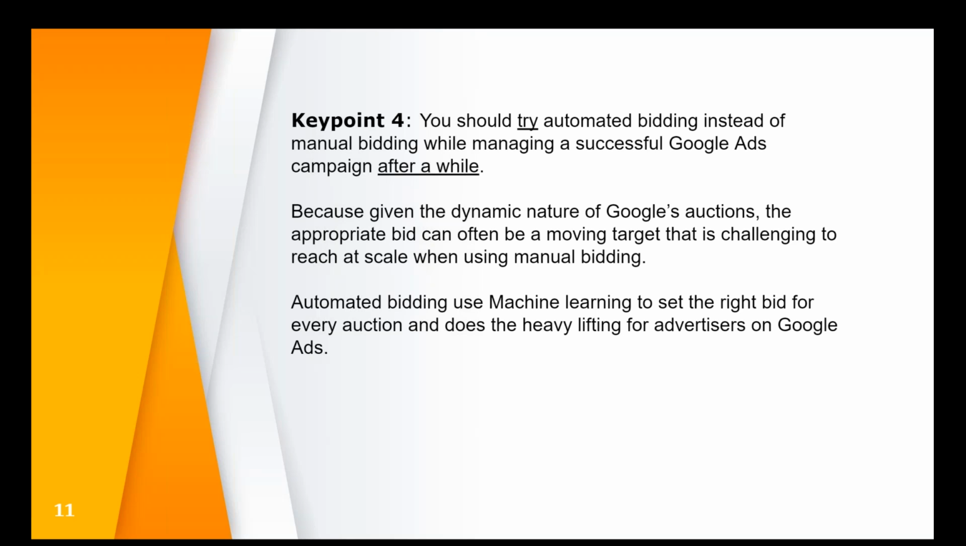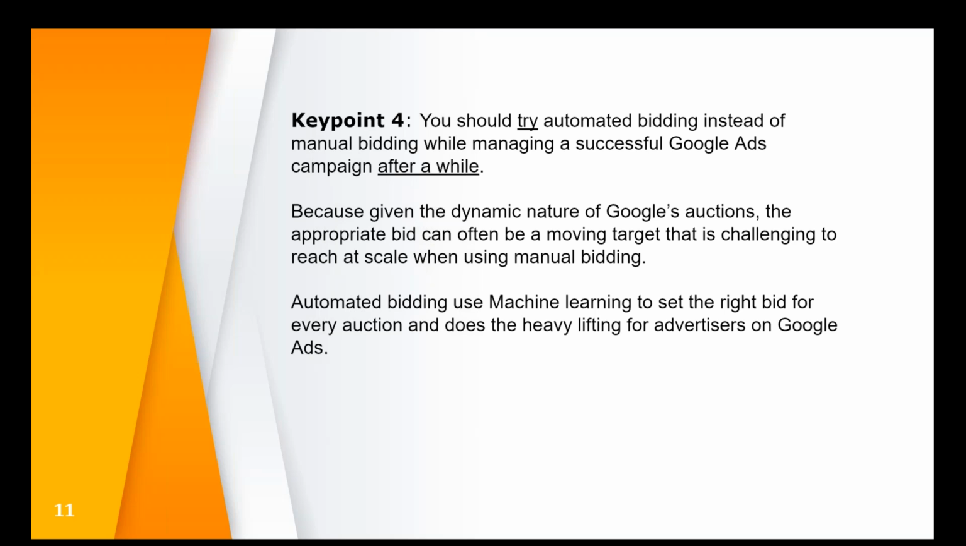Key point number 4: you should try automatic bidding instead of manual bidding while managing a successful Google Ads campaign. I added that after a while. I typically start with manual cost per click, so I have control. When the campaign is running well and I get a good click-through rate, I'm going to change the setting to automatic bidding and see if Google can do it better than my previous setting. They say they will, because given the dynamic nature of Google auctions, the appropriate bid can often be a moving target that is challenging to reach at scale by using manual bidding.